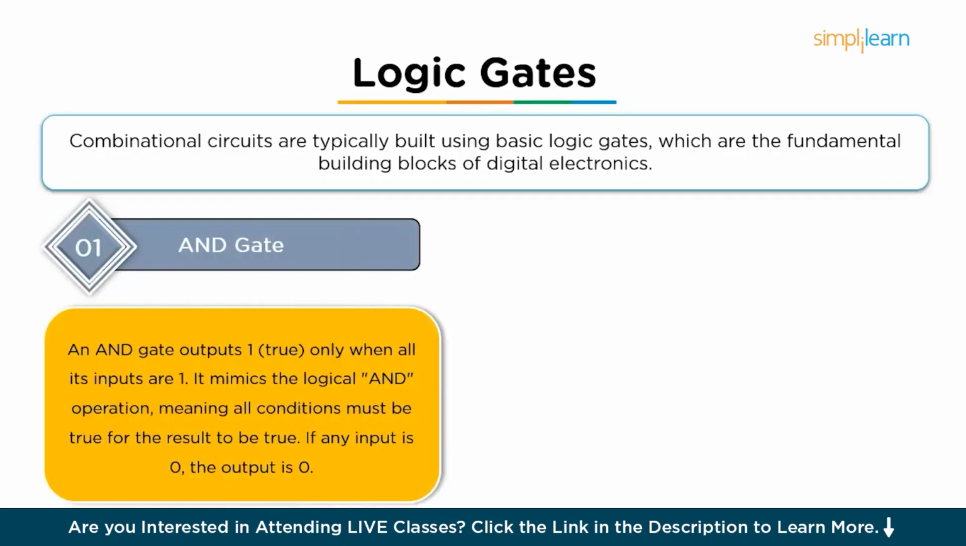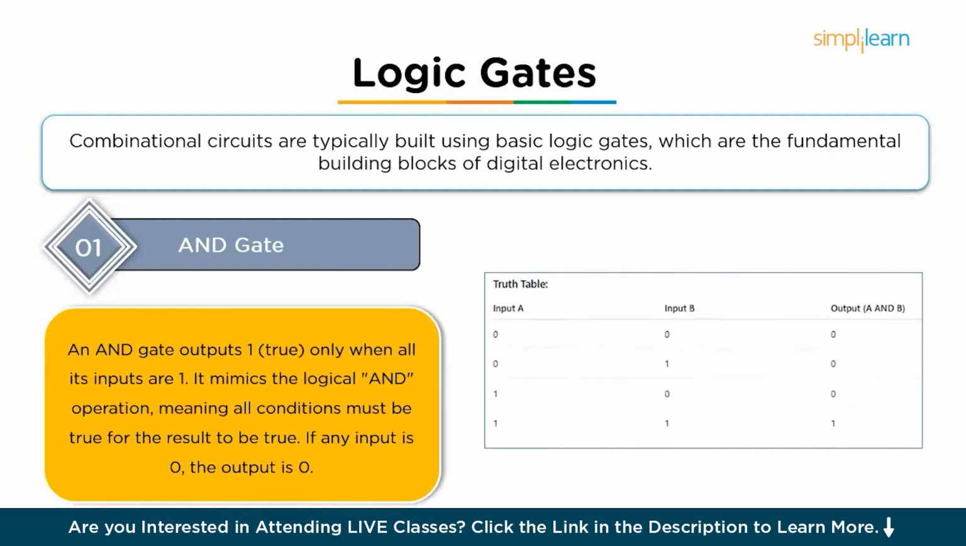An AND gate outputs 1, true, only when all its inputs are 1. It mimics the logical AND operation, meaning all conditions must be true for the result to be true. If any input is 0, the output is 0. Here you can see the truth table. If input A is 0 and input B is 0, the output is 0. If input A is 1 and input B is 0, again 0, false. 0 means false, 1 means true. If both inputs are true, then the output is true.